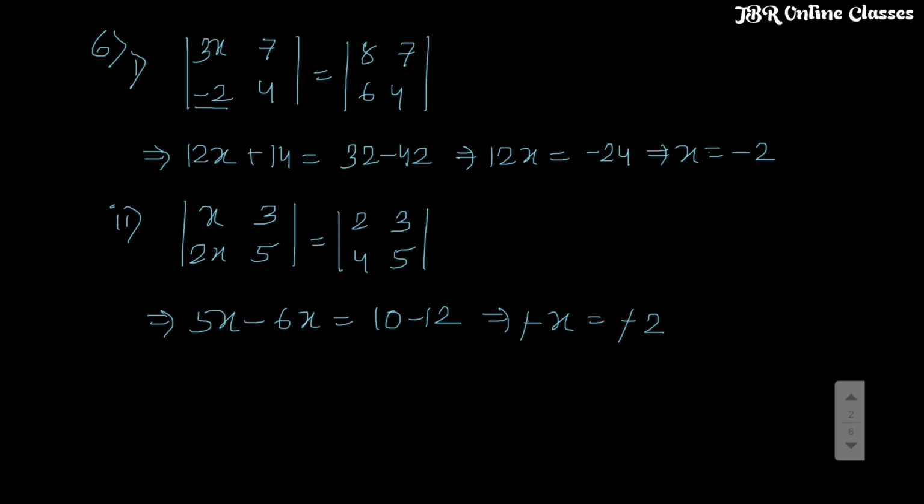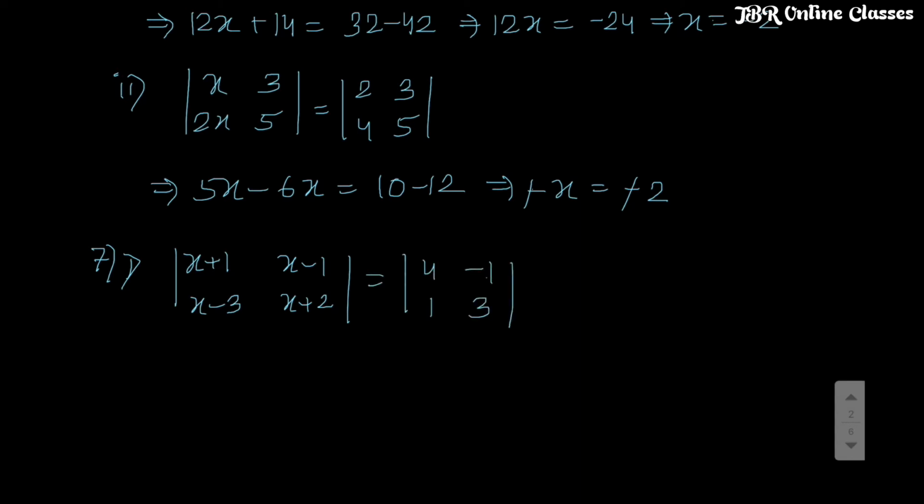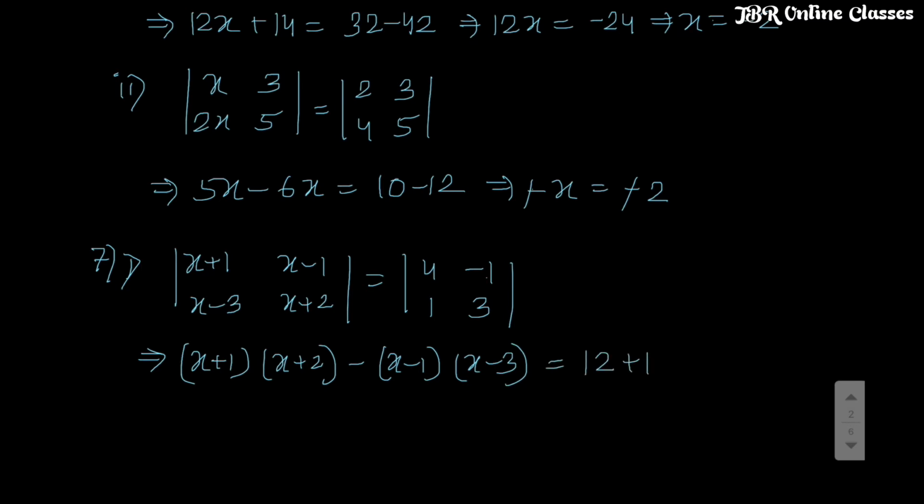Now next one, sum number 7. Here in sum number 7 part 1, the determinant is x plus 1, x minus 1, x minus 3, x plus 2, and that equals 4, minus 1, 1, 3. Then find the value of x. Similar kind of problem. First multiply x plus 1 into x plus 2, then subtract x minus 1 into x minus 3, and that equals 12 plus 1, that is 13.